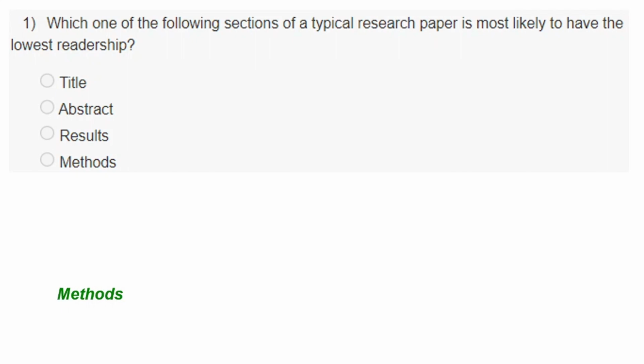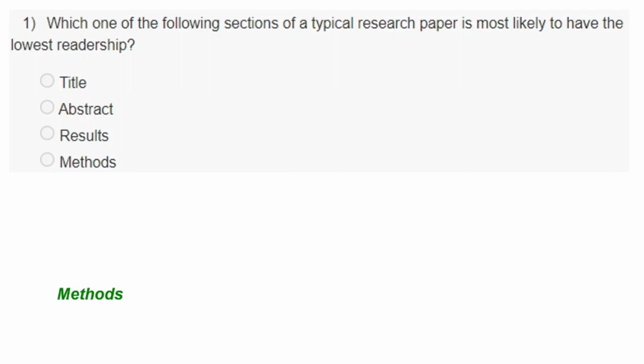tendency of going through the discussion and results part a little bit, introduction a little bit, discussion, then skimming through the article, and if after everything they find it interesting, that's when they'll go to the method section, because it's the most difficult part, right? Method section has a lot of technical terms, and if you're not exactly working in this field, it will be difficult for you to understand also. So that's why I feel methods is the part with the lowest readership. Anybody else having a different opinion?